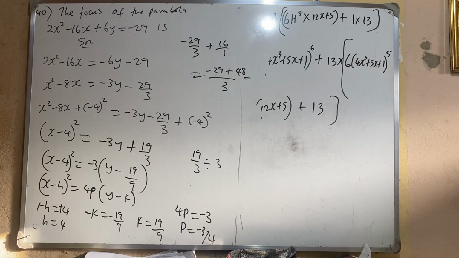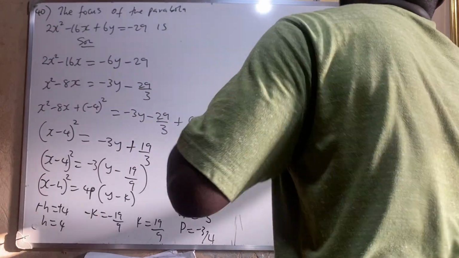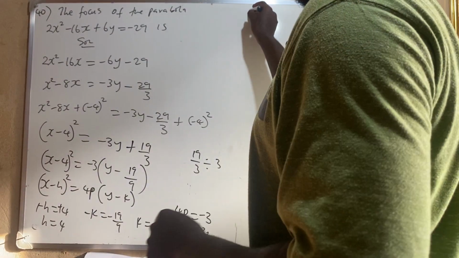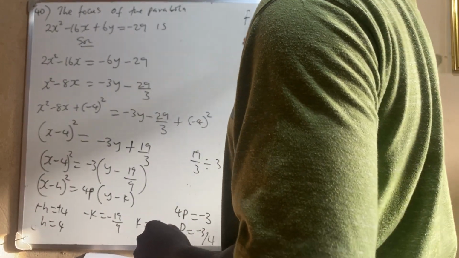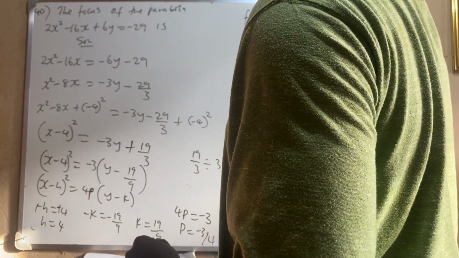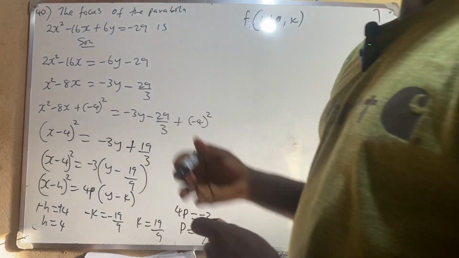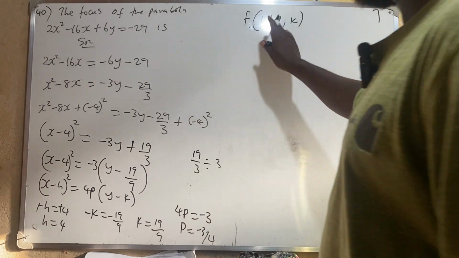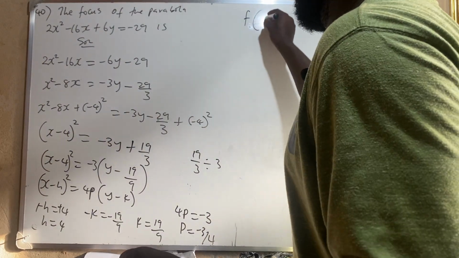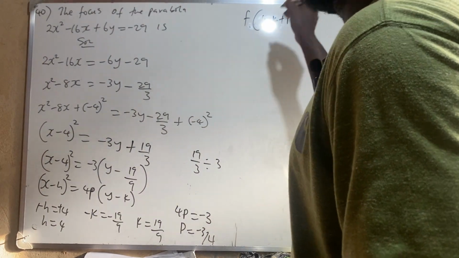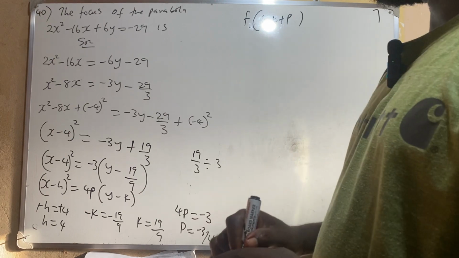So since you have gotten all these things, you will now have that your focus F is equal to what? My focus is H comma K plus P. Why did I add P to K? Because this parabola is parallel to the Y axis, so it's going to be H comma K plus P. You are adding to the side it is parallel to.